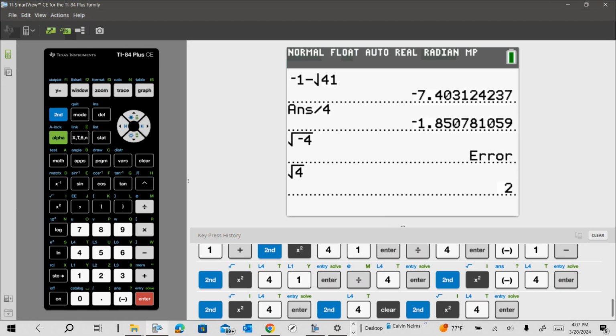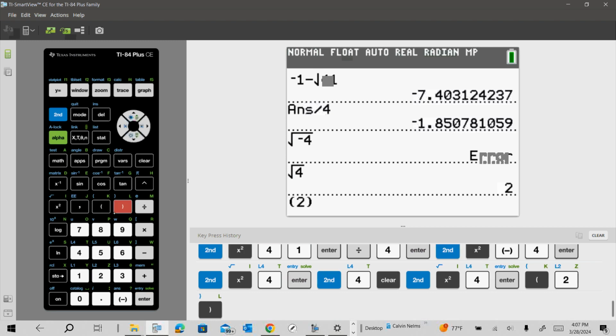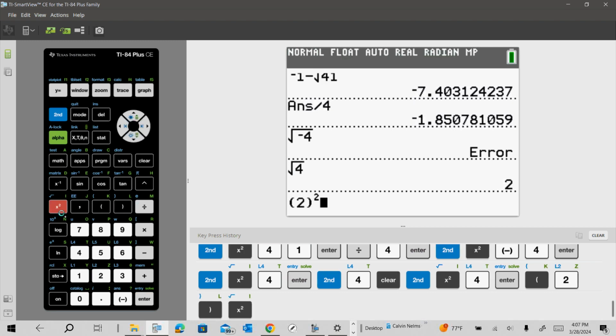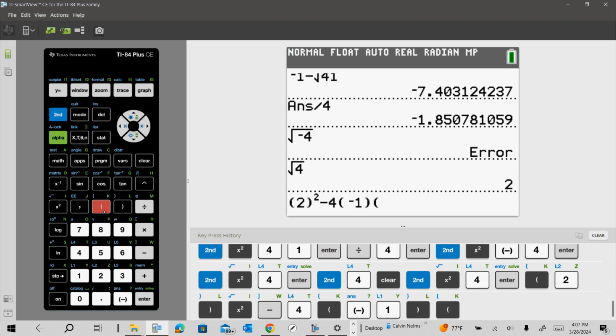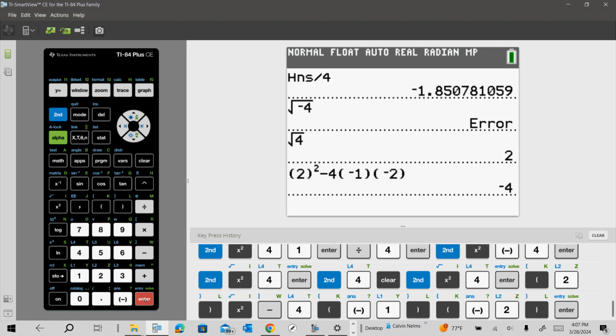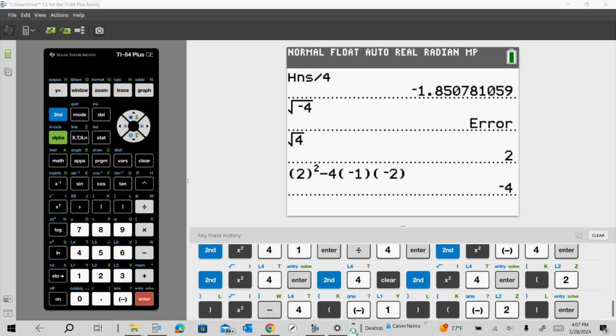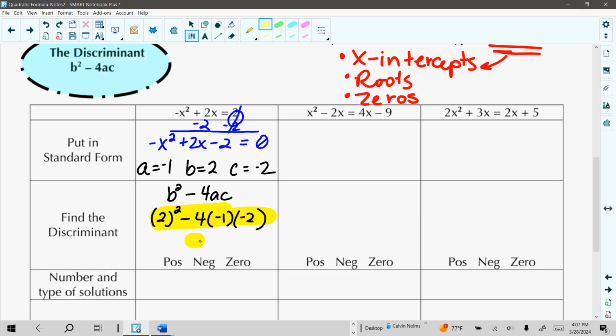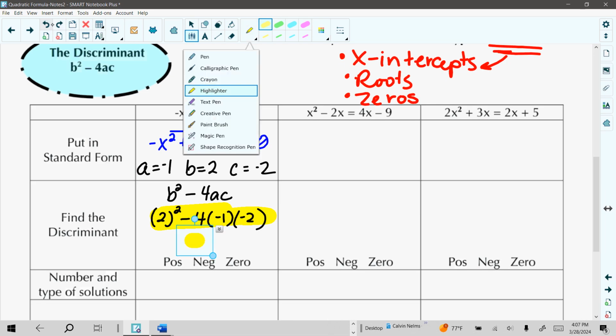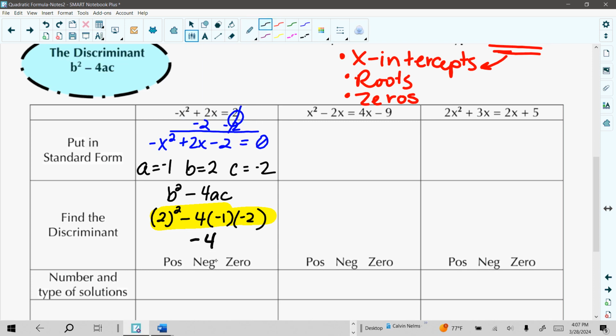So I'll go to my calculator, 2 in parentheses, we're squaring that. Then it's minus 4, parentheses negative 1, and then parentheses negative 2. We hit enter and we get negative 4. That's what we're trying to see, what type of number we get when we plug it into the formula. Since we got a negative 4 here, which is a negative answer, anytime it's negative, that means there's going to be 2 imaginary solutions.